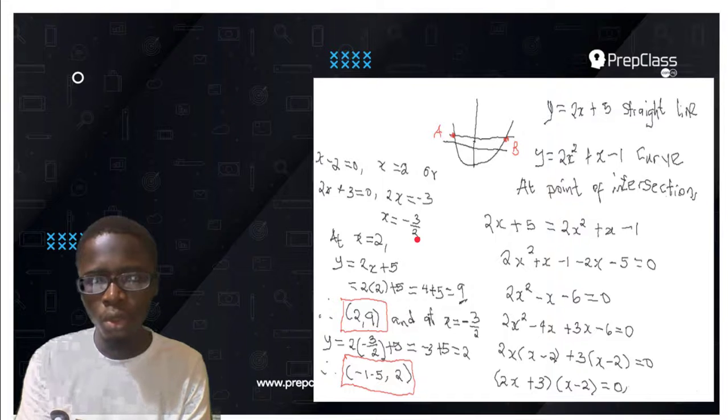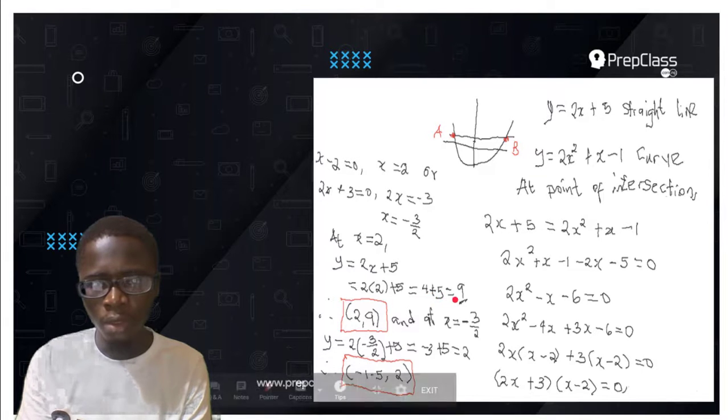So we need to track the corresponding value of y at these 2 points. So at x is equal to 2, y will be, we can use any of the equations to get it. You can also use the quadratic equation or the linear one, but I choose to use the linear one for the sake of convenience here. So 2 times, in the place of the x, we put 2, plus 5. So this is going to give us 4 plus 5, which is going to be 9.